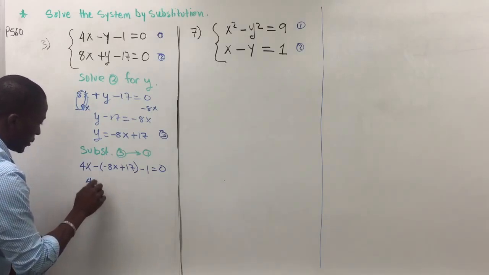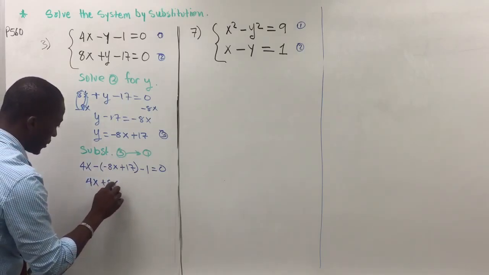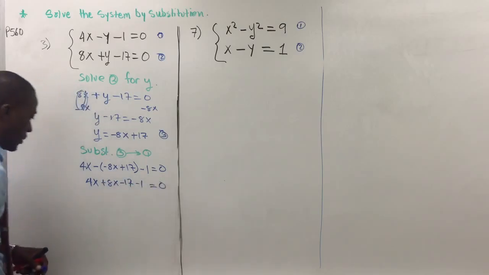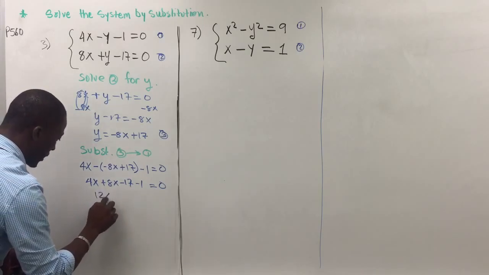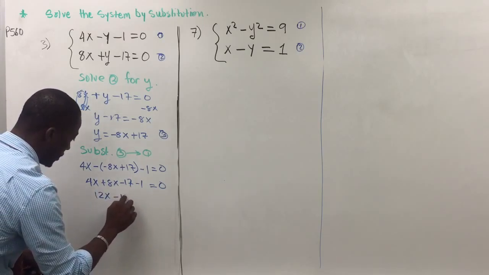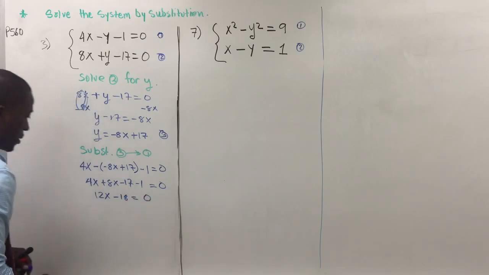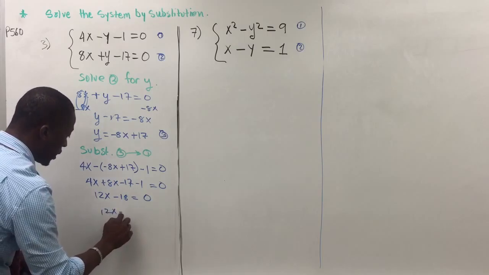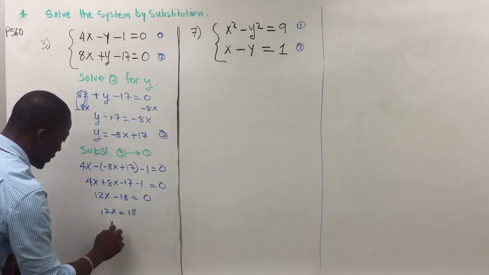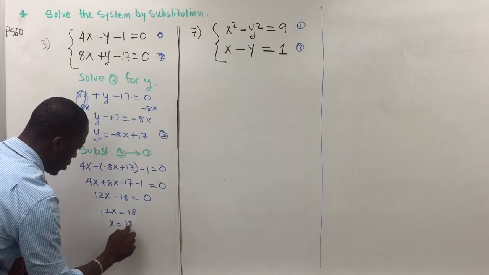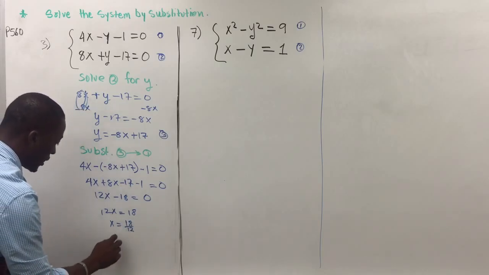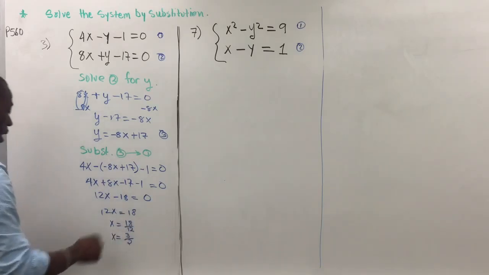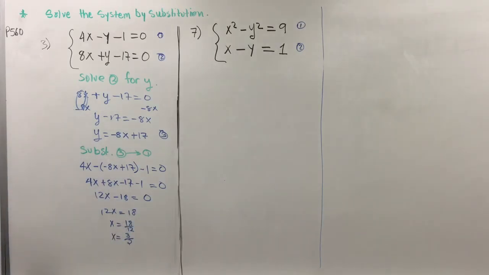You will have 4x, that will give you plus 8x, minus 17 minus 1 equal to 0. Here you'll have 12x, combining like terms, and this will be minus 18 equal to 0. Move the 18 to the other side: plus 18, 12x equals 18. So x equals 18 over 12. When you simplify that, dividing top and bottom by 6, x equals 3/2.